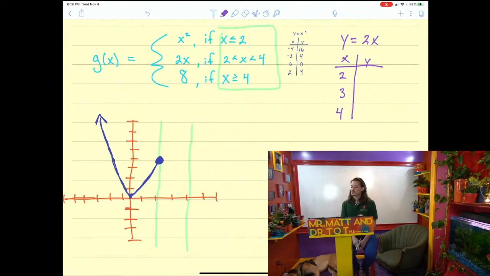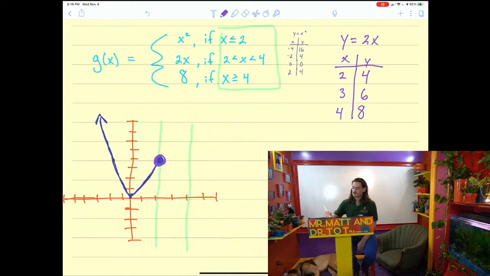If I substitute 2 in for x, then I get 2 times 2, which is 4. If I substitute 3 in for x, then I get 2 times 3, which is 6. If I substitute 4 into 2x, I get 2 times 4, which is 8. So at 2, I'm going to be at 4, but that's going to be a hollow circle. At 3, I'm going to be at 6.